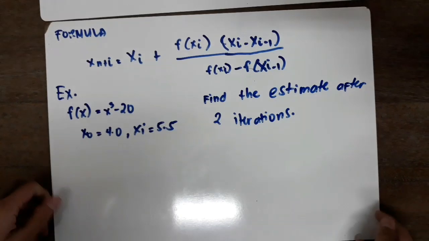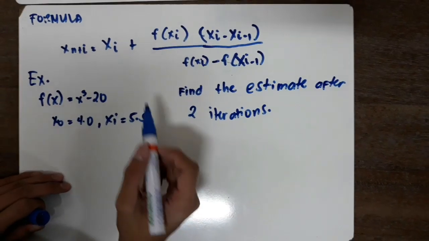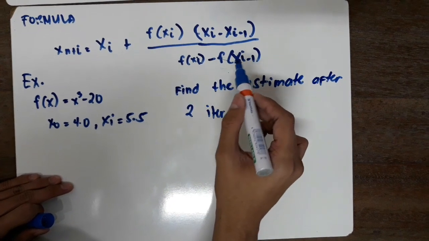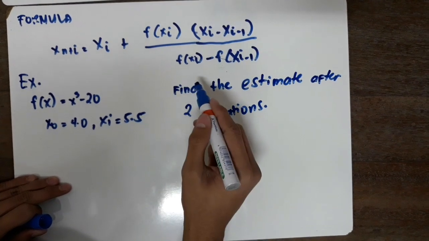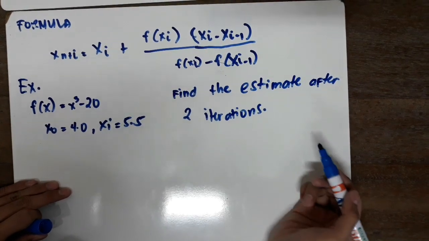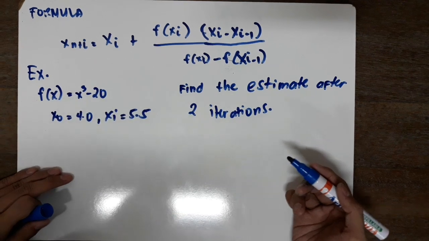The formula used here is x sub i plus 1 is equal to x sub i minus f of x sub i times x sub i minus x sub i minus 1 over f of x sub i minus f of x sub i minus 1. So let's have some example.